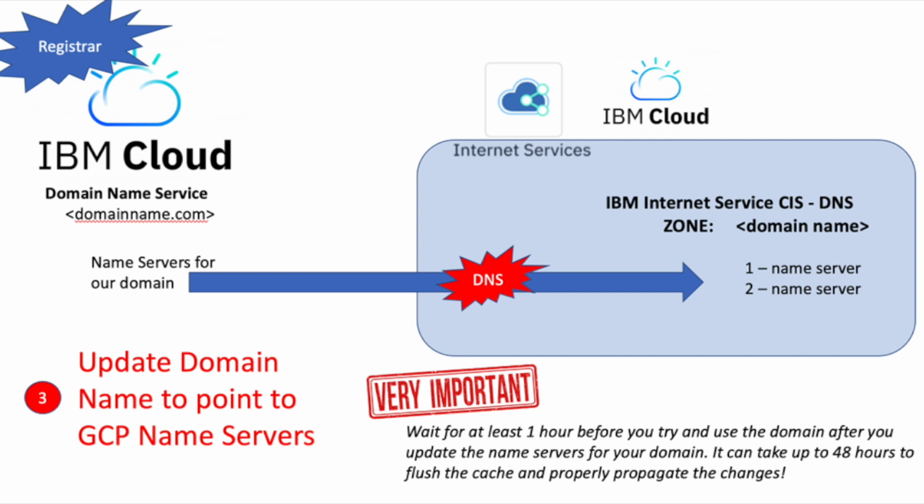For the third step, I will delegate my domain to the CIS instance. During this process, I will identify the name servers that my CIS instance has assigned to the domain. Then, I will need to go back into my domain name registration service and update the name servers to the CIS assigned name servers. By doing this, I'm delegating my domain lookup to the CIS name servers. Once complete, my domain will use the DNS configuration I set in the CIS instance.